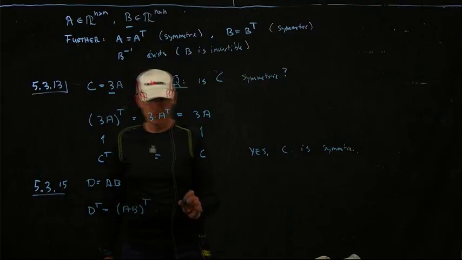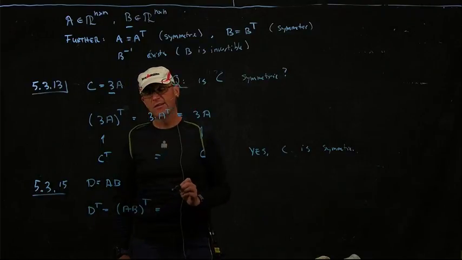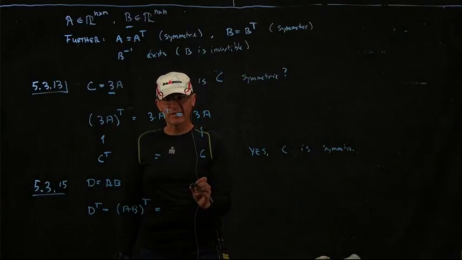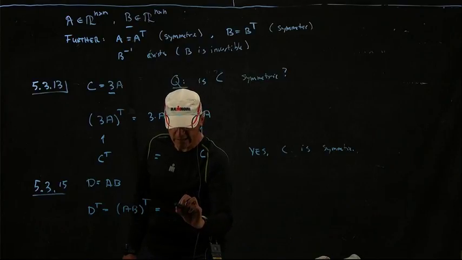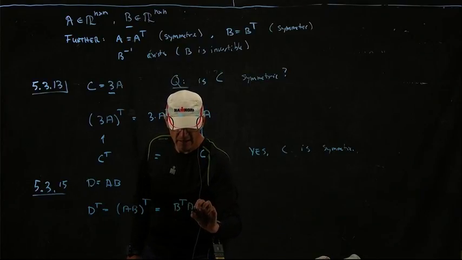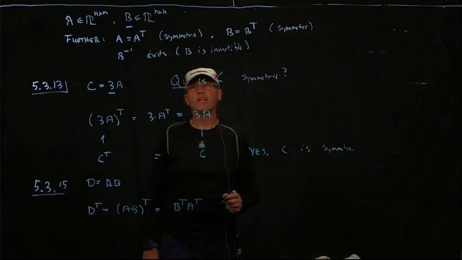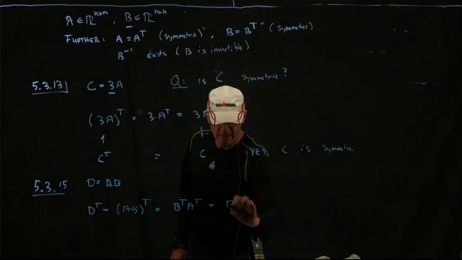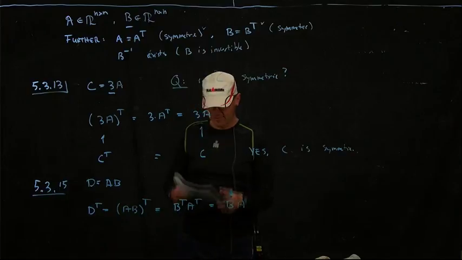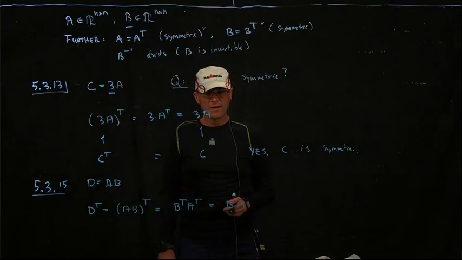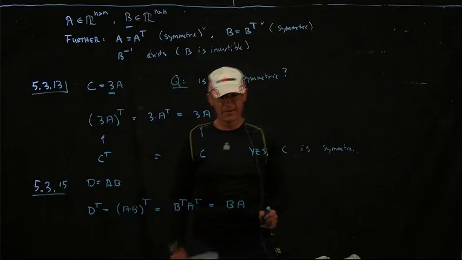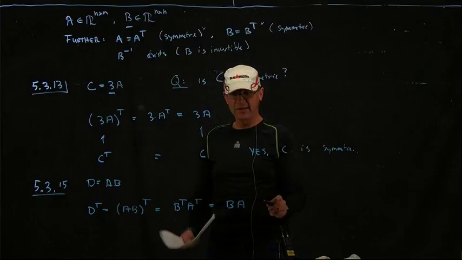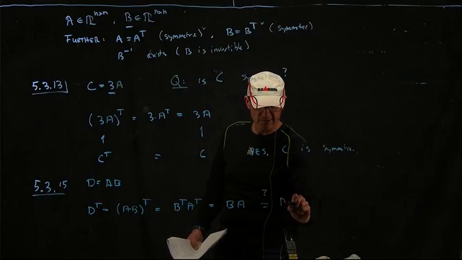All right, then we have the transpose rules. The transpose of products of matrices are the products of the transpose matrices, but in the opposite order, right? So it's B transpose, A transpose. But then we use the fact that both A and B are symmetric, so in this case, that is B times A. However, the question is, is that equal to D?